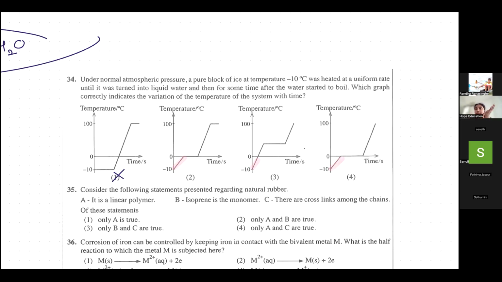What happens at 0 degrees Celsius? Ice becomes water, so there is a state change. Solid becomes liquid. When solid becomes liquid, that is called latent heat of fusion. Even though I give heat there, the temperature does not increase. Temperature stays constant because that heat is the latent heat of fusion. That temperature we call the melting point.